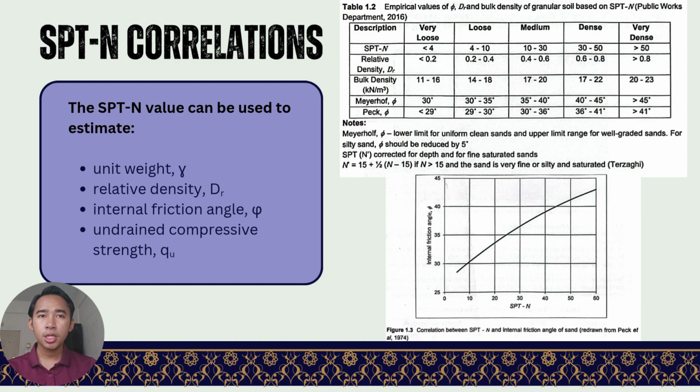As you can see in the table from the Public Works Department, an N value of less than 4 indicates very loose soil, while anything above 50 is very dense. We also apply corrections, such as a Terzaghi correction for fine saturated sands where N is greater than 15, or a correction for energy efficiency to reach a reference of 60%, known as N60.